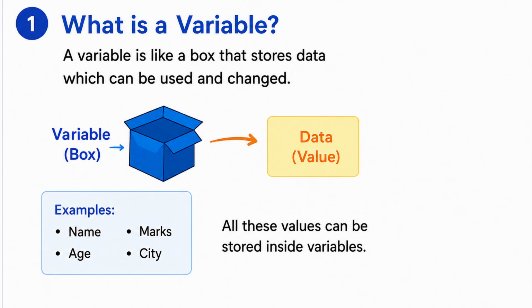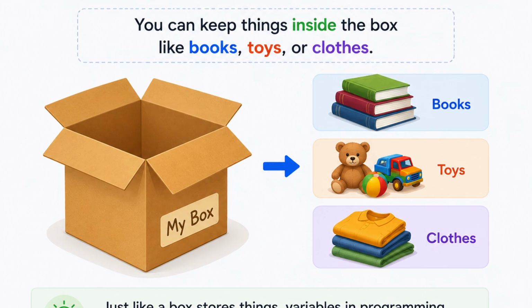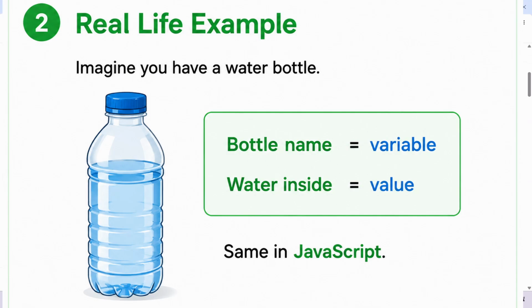First, understand this, a variable is like a box. We use this box to store data, for example name, age, marks, city. All these values can be stored inside a variable. First, we can see a real example. Imagine we have a water bottle, name equal to variable.